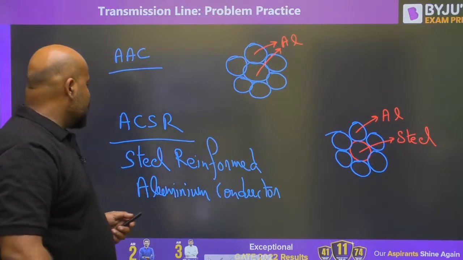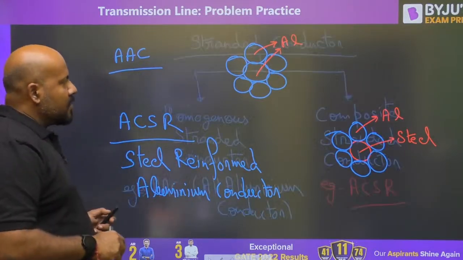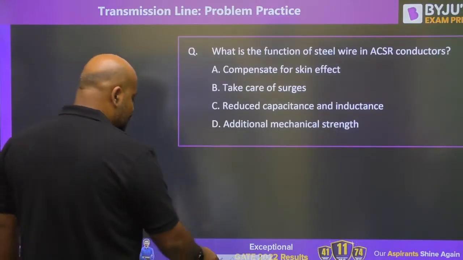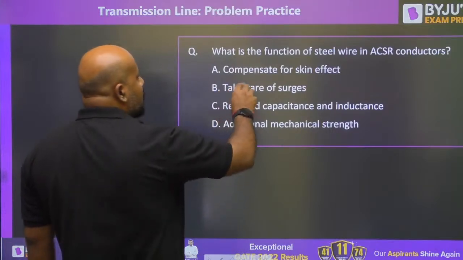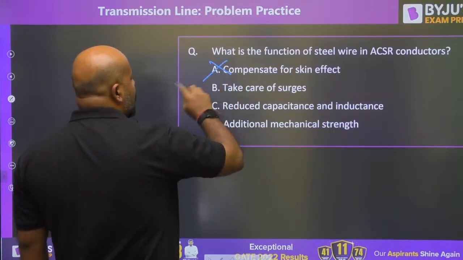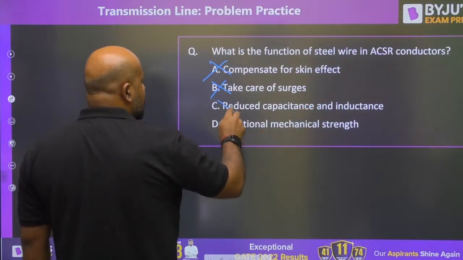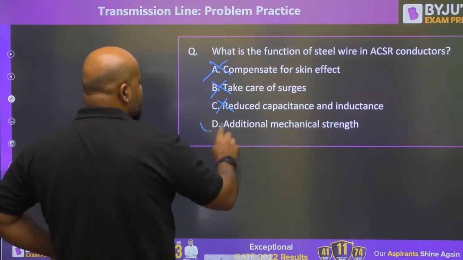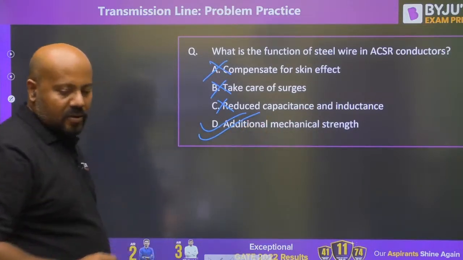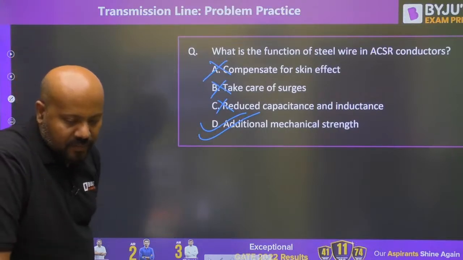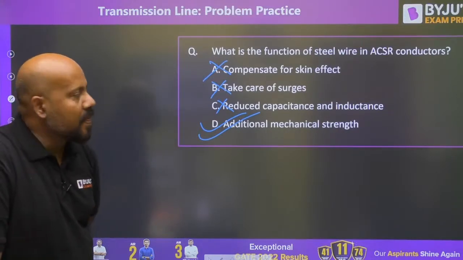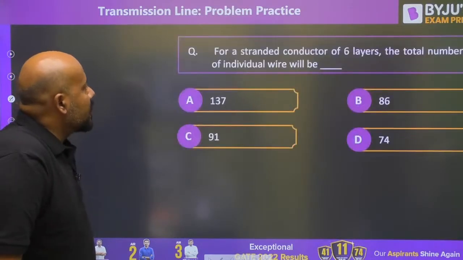Okay. So we were talking about the ACSR conductor. What is the main advantage? The main advantage is compensation for skin effect. No. Take care of surge. No. Reduces the capacitance inductance. No. Additional mechanical strength. Yes. D is the correct answer. Is it clear? Let us go to the next question.